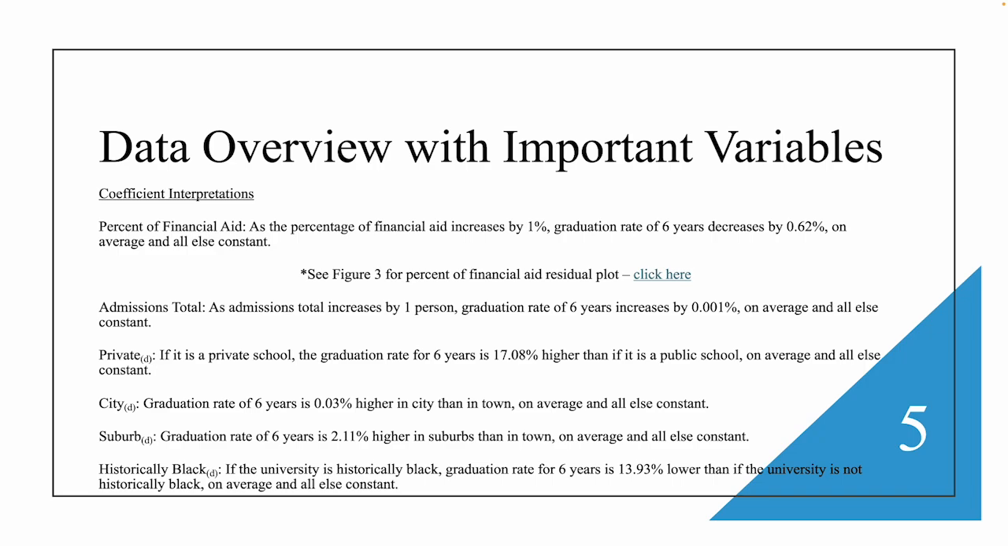All else constant. For private schools, the graduation rate for 6 years is 17.08% higher than if it is a public school on average and all else constant. For cities, graduation rate for 6 years is 0.03% higher in city than in town. For suburb schools, the graduation rate is 2.11% higher in suburbs than in town. For historically black schools, the graduation rate for 6 years is 13.93% lower than if the university is not historically black.